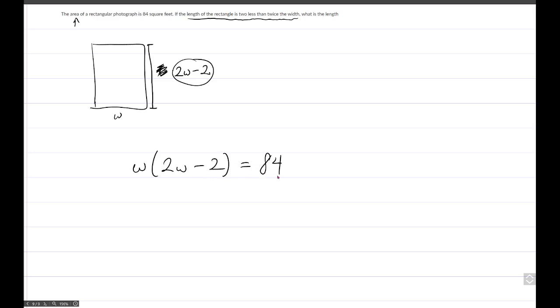Now, let's see. I do want to subtract 84 on both sides, and I could do that first, but I'll wait to do that until first I get terms on the left side. Right now I have w times some stuff, so if I first distribute w, then I will have terms on the left side. So 2w squared minus 2w is equal to 84. Now that there's terms on the left side, separated by this minus sign, we can subtract 84 on both sides. 2w squared minus 2w minus 84 equals 0.